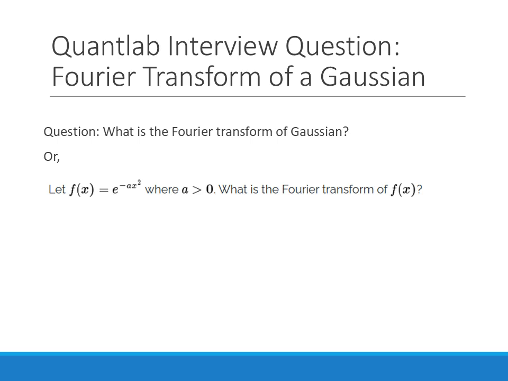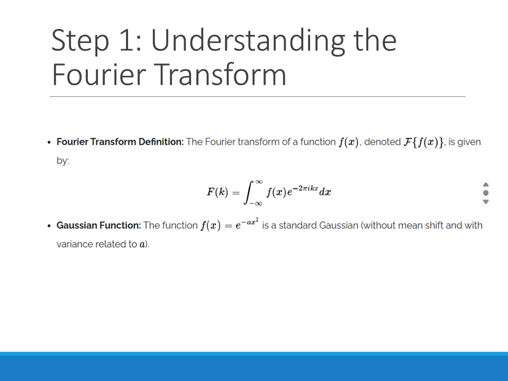The Fourier transform is a cornerstone in quantitative finance, signal processing, and physics. A common question in quant interviews is to compute and explain the Fourier transform of a Gaussian function, exploring not only the solution but also the underlying concepts. This question comes from Quantlab. They asked about the Fourier transform of a Gaussian, a function of the form e to the minus a x squared. Let's unpack it step by step, making sure you see the why behind each move.